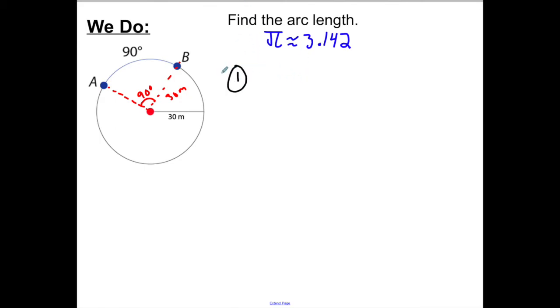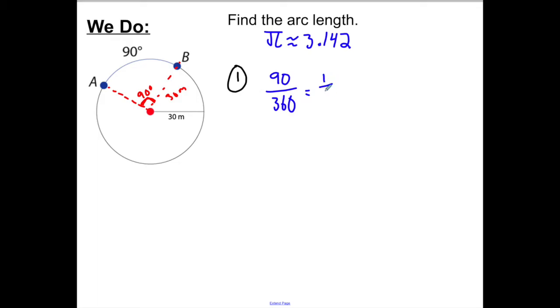So step 1, well, look, we know this is 90, and actually we could even look at this in theory, this is a right angle. So what fraction of the total angle of a circle is this? So I do 90 out of 360, and that's equal to what?